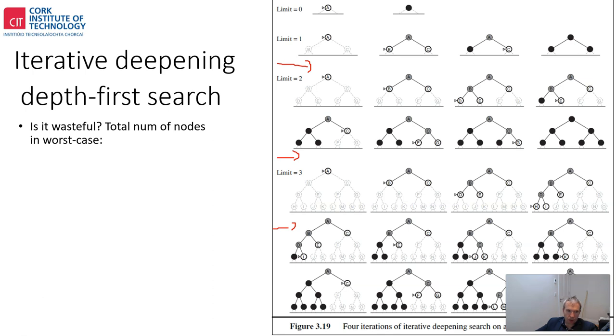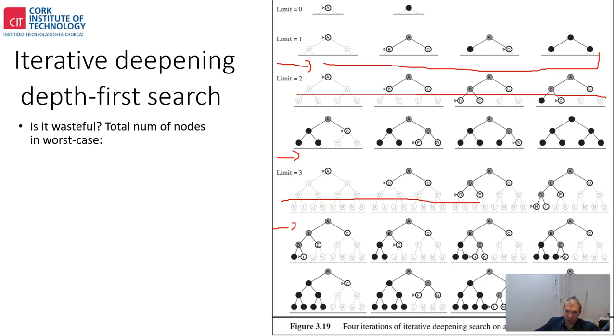Is it wasteful? Total number of nodes in the worst case. Again, at level 1 we're searching all these nodes, but at level 2 we're going to redo all these nodes, and at level 3 we're going to redo all these nodes and so on.